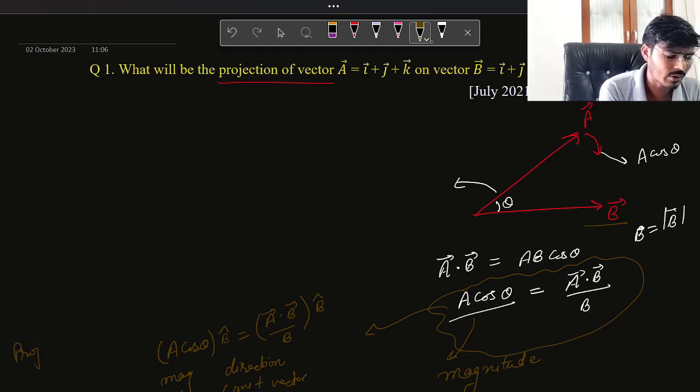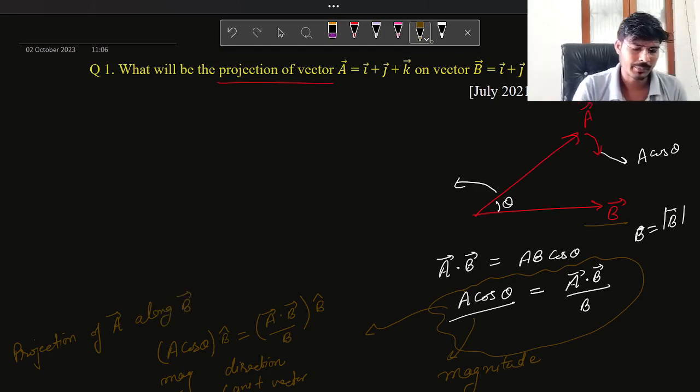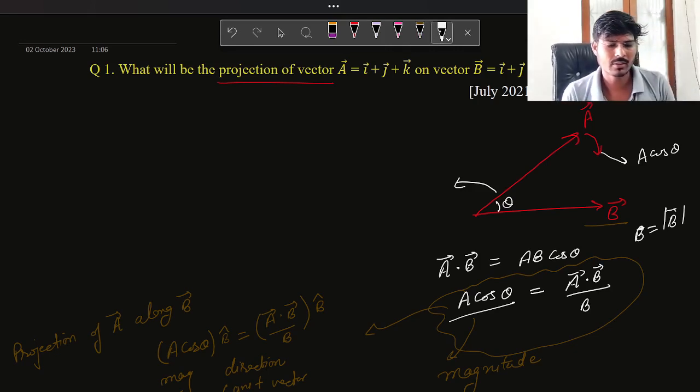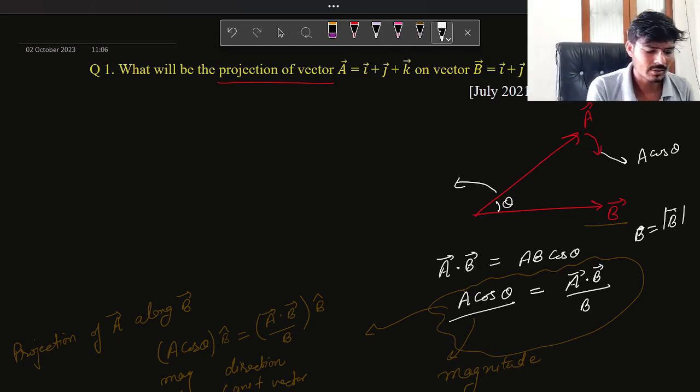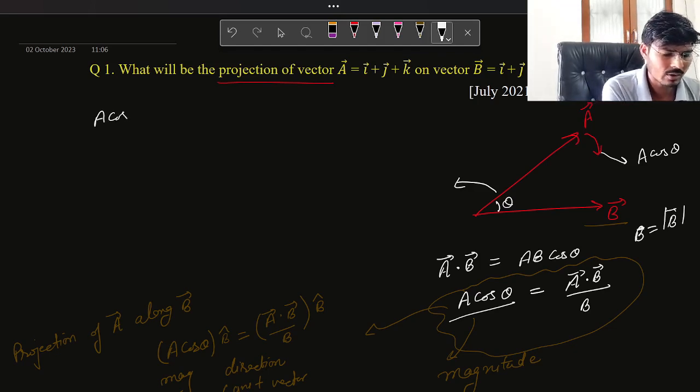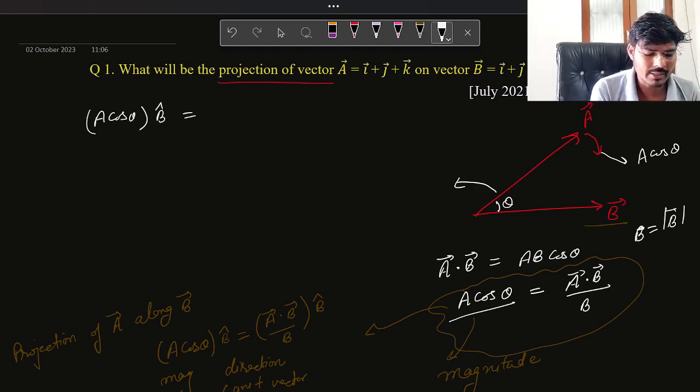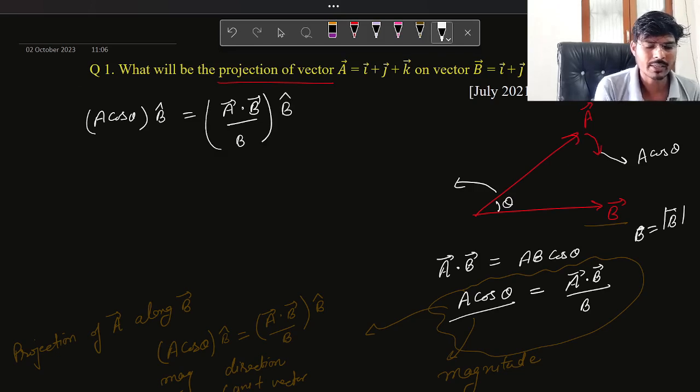The projection of A along B. Okay, and any problem here? I think okay. Then we will try to solve this problem. Okay, we have to calculate the projection of vector A on B. That is A cos theta into B cap. Okay, and what is A cos theta into B cap on the right side? That is A dot B over magnitude of B into B cap.